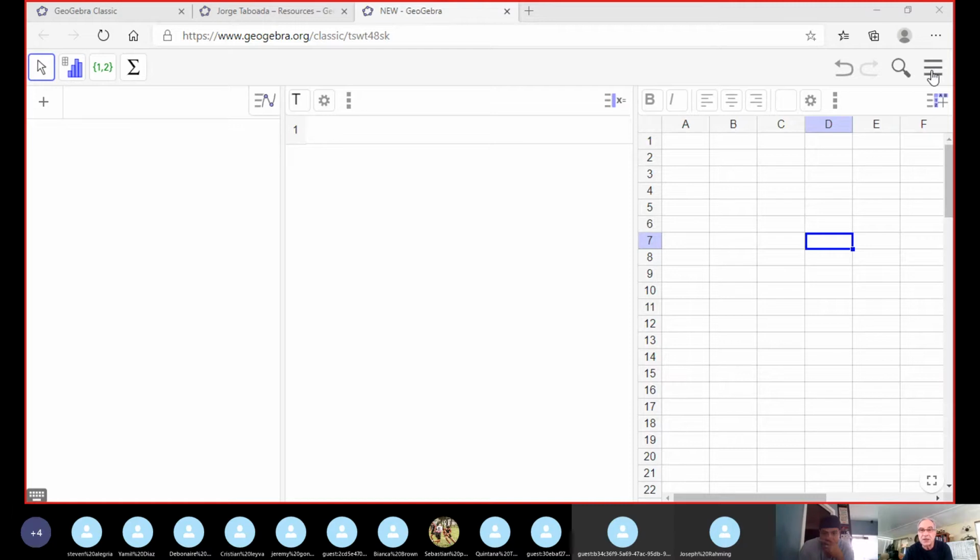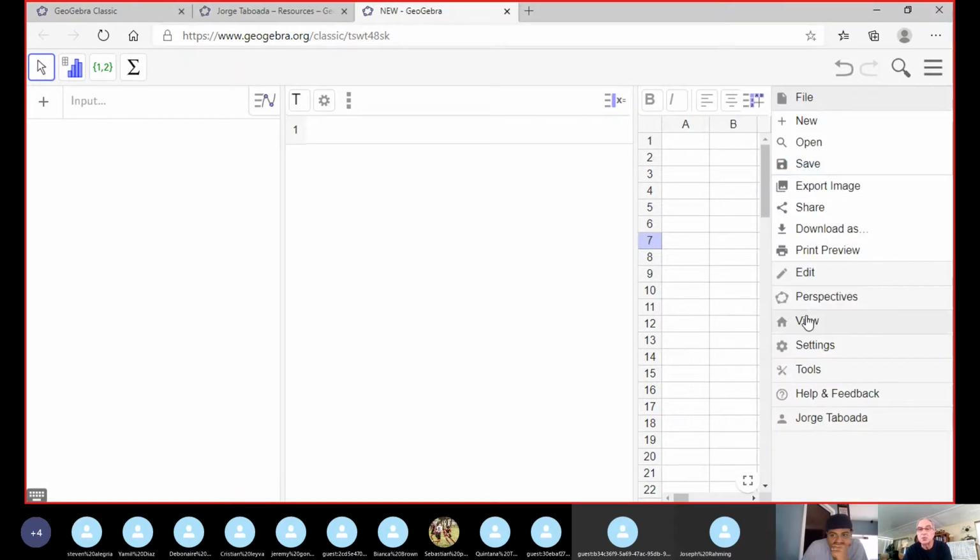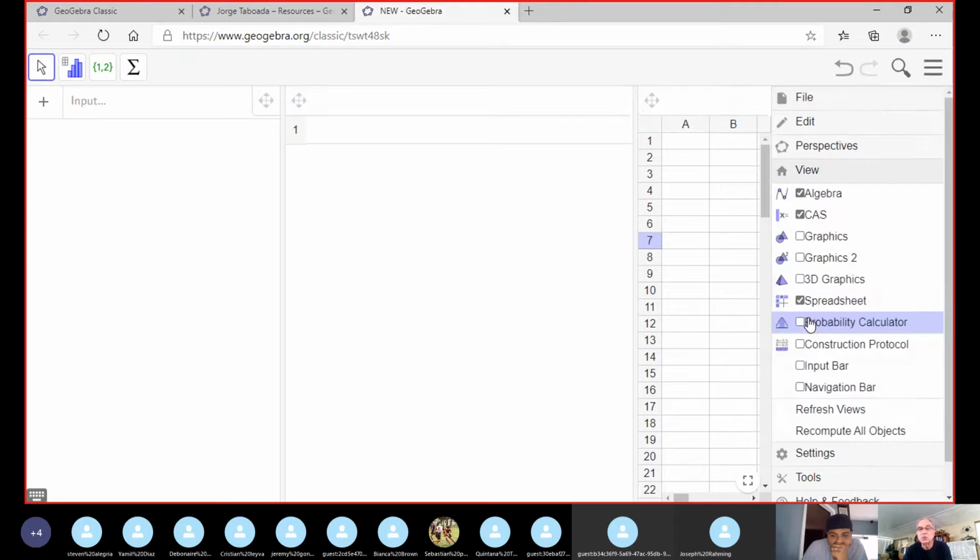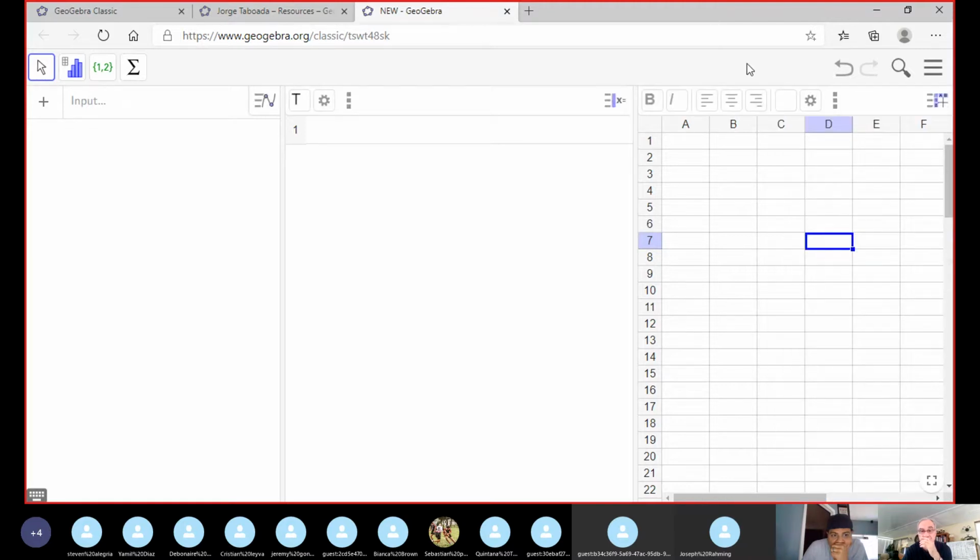Okay, you click here in the three lines, and I don't know exactly what is the technical name of the three lines. Some people call it the hamburger. In the menu you click and select View. In the View, you select the windows that you want: algebra, CAS, and spreadsheet. I don't want graphics, graphics 2, or 3D graphics. But no worry, you click outside.